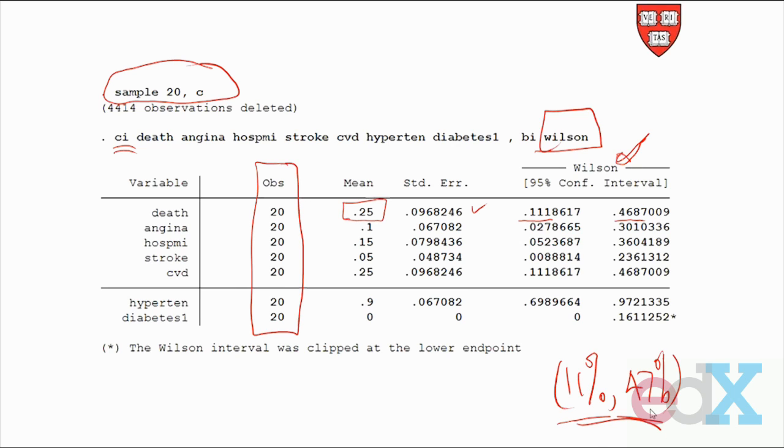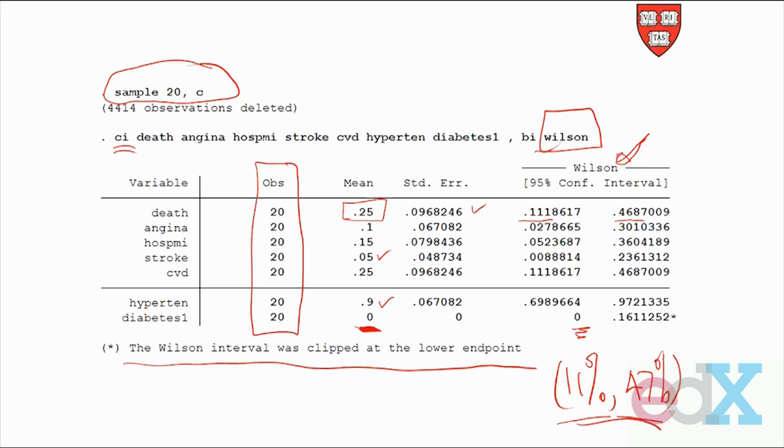Now, we've got to be careful when the mean is very, very small. In this case, it can't be smaller than 0. When the mean is very small, or when it's very, very large, we've got to be careful. And some of these things run into problems. So for example, here, they had to clip this. It says the Wilson interval was clipped at the lower point. So it's really smaller than they really would like it to be to satisfy this 95% confidence interval.